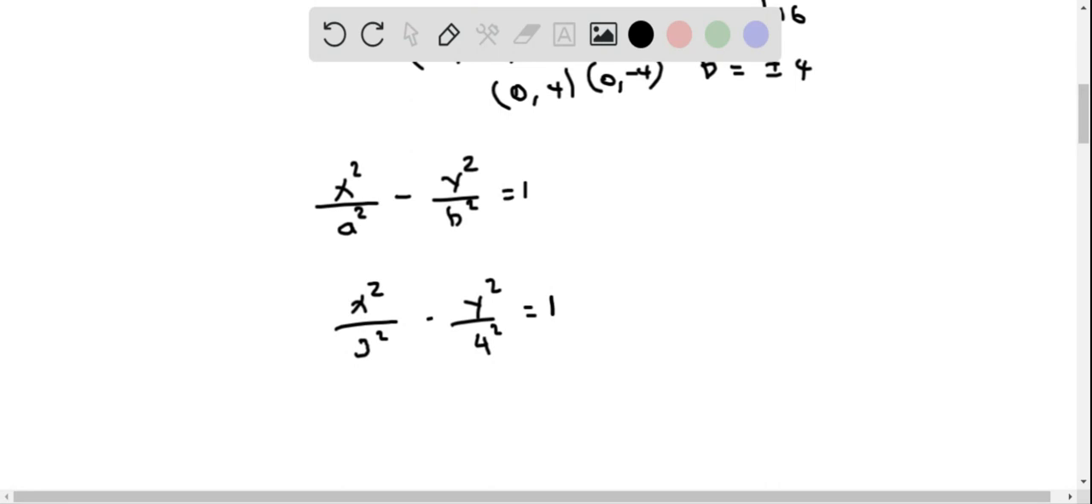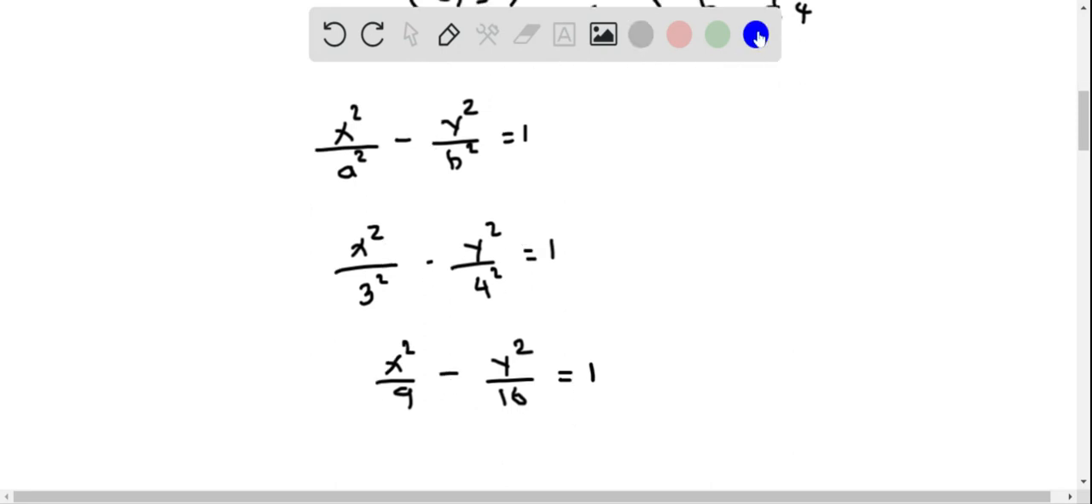And so this is 3. I can just write down clearly. This is 3 and 3 squared. And so x squared by 3 squared is 9 minus y squared by 4 squared is 16, and this equals 1. And so therefore this is the equation of the hyperbola given its graph.